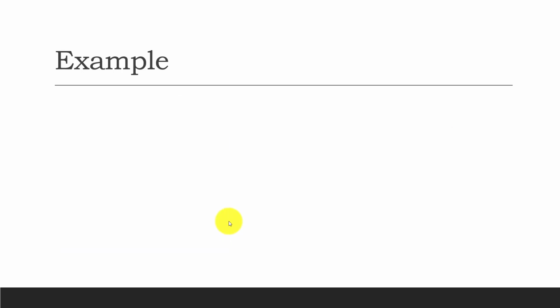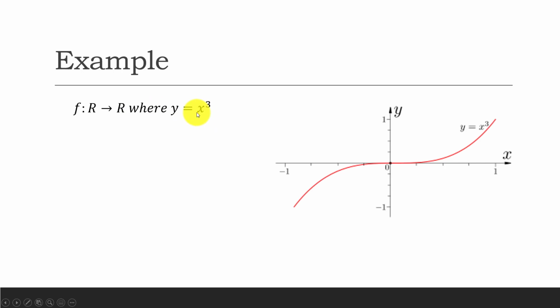So let's take another example. Let's say we have a function from the real value set to the real value set where y equals x cube. This is already in the form y equals f of x, right? If we plot it, the curve will be something like this one. And there is no way we will get two values when we take some x, correct?